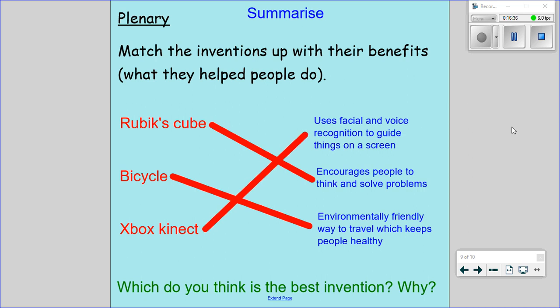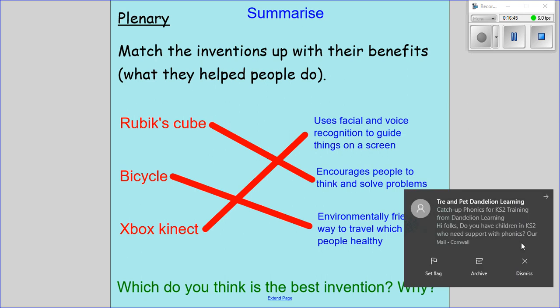And once you've done that, what I'd like you to do is think about which of those do you think is the best invention? And why? That's the most important bit. Why do you think that's the best invention?